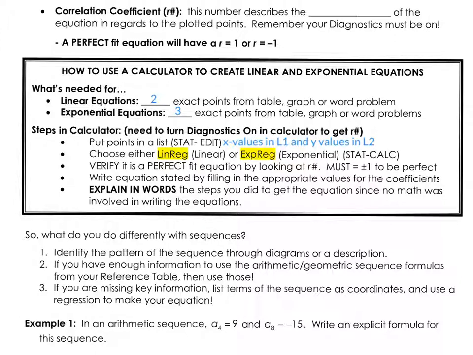Then we want to try to verify it's a perfect fit equation by looking at the R value. It must be 1 or -1 to be perfect. But again, remember that this will really help us when we have more than 2 points in there. That'll tell us that it seems like we picked some good points because it goes through all of them. Then we write the equation by filling in the appropriate values for the coefficients, just like we've done already. And the last part is to explain in words the steps you did to get the equation, since there was no math involved in writing the equations.